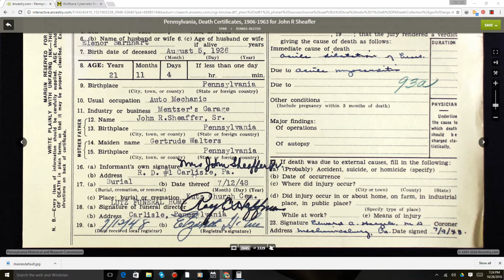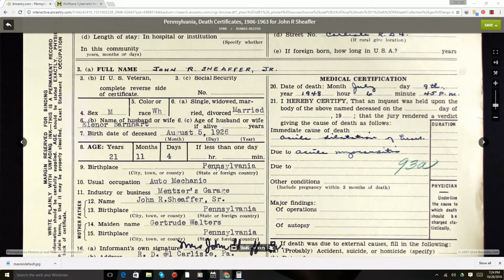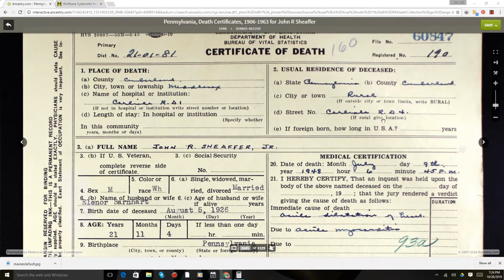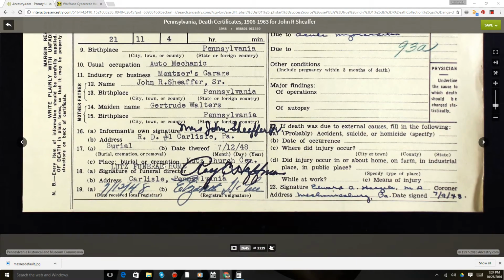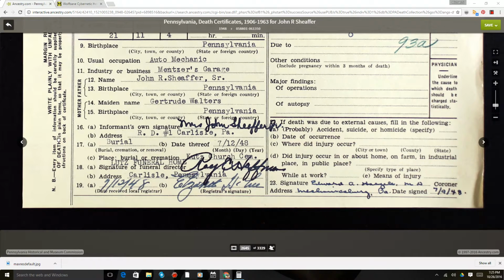But again, what raises questions to me is, why is it RD1 when he's listed as RD4? So typo, or was there a separation of some sort? That was something that you would have to look into, and that is curious. And then we go down and see the burial information. He was not cremated. I would list it if he was, and he was buried on July 12th, 1948.